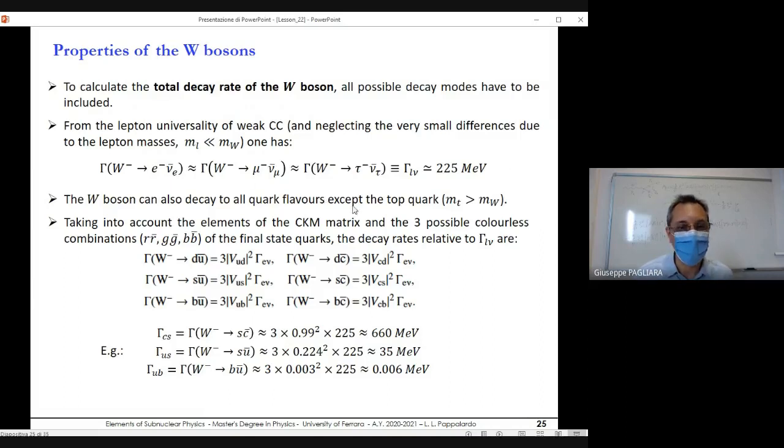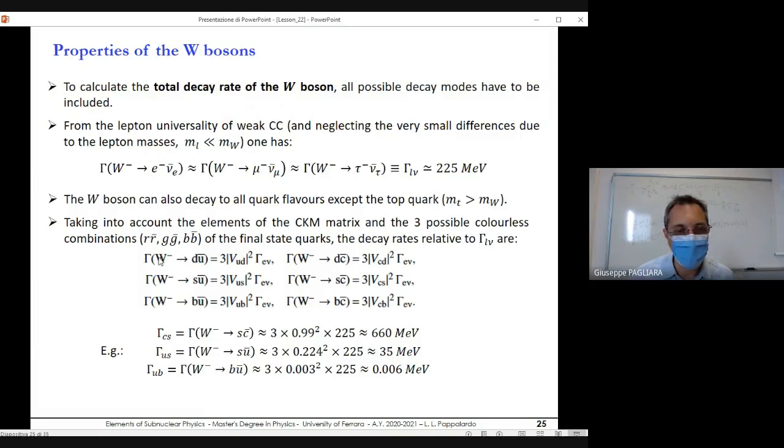Of course, the W can decay into everything except the top quark because it's too heavy. So it can decay into the three lepton families and also all possible quark-antiquark combinations, excluding the top quark. In calculating the decay width into quark-antiquark, we also have to consider the proper matrix element of the Cabibbo-Kobayashi-Maskawa matrix that we discussed yesterday. The coupling is universal, but you have to take into account the mixing of quarks.